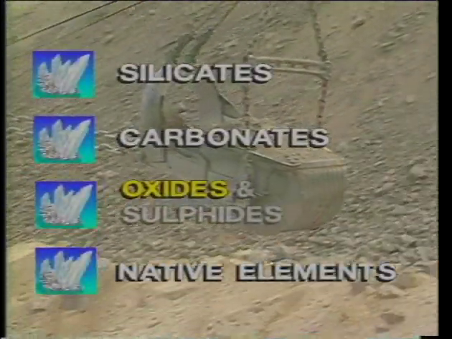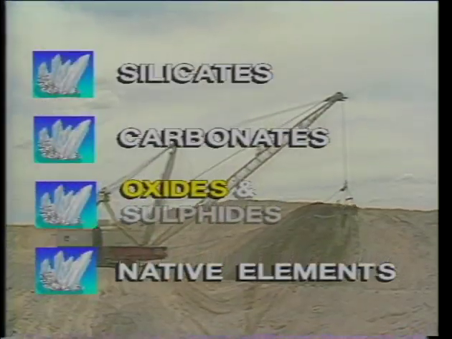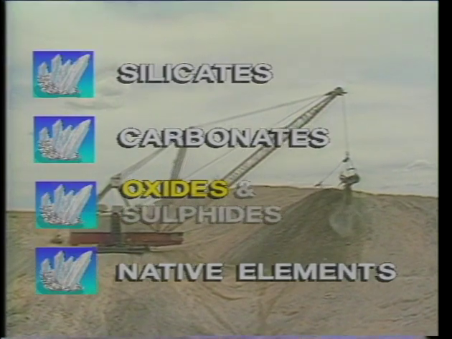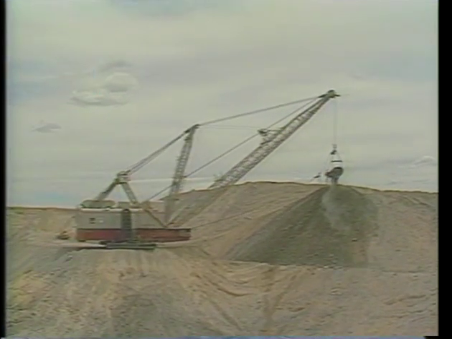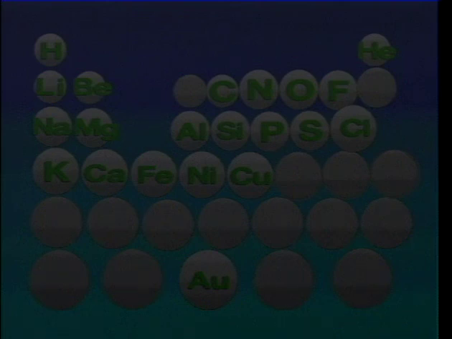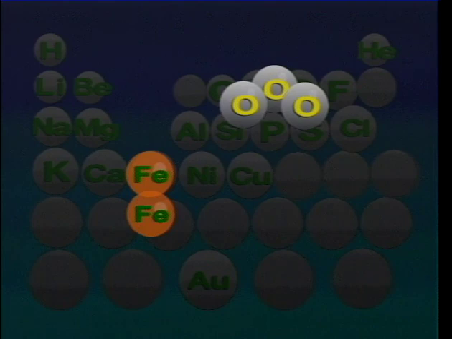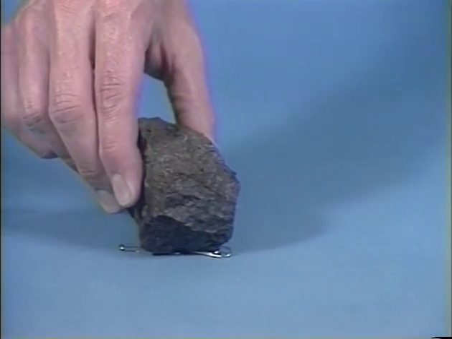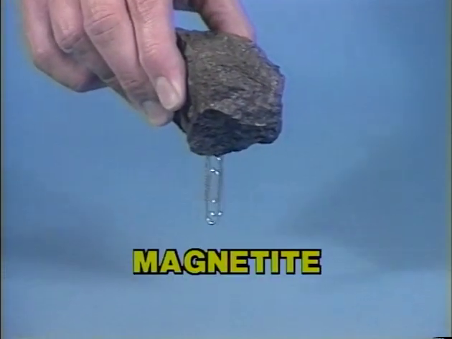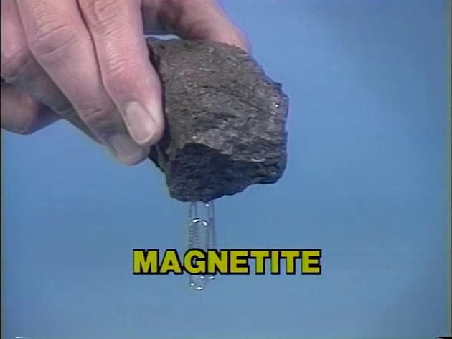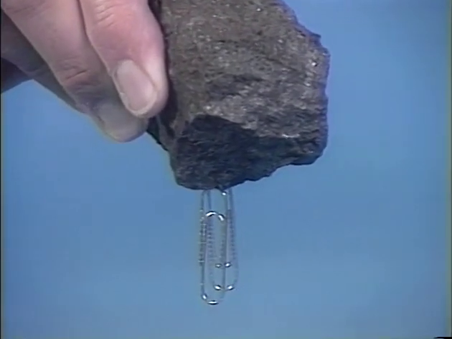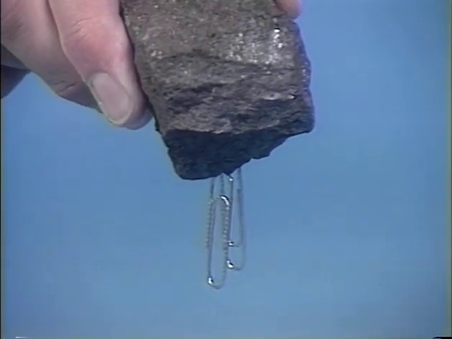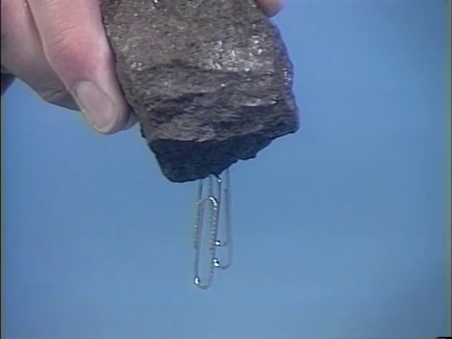Another family of economically valuable minerals is the oxides. Their chemical structure is made up of negatively charged atoms of oxygen, bonded to positively charged metallic atoms such as magnesium, aluminum, or iron. If iron is the dominant metal, the mineral magnetite can form. The fact that this mineral attracts paper clips leaves no doubt that magnetite is rich in iron atoms.